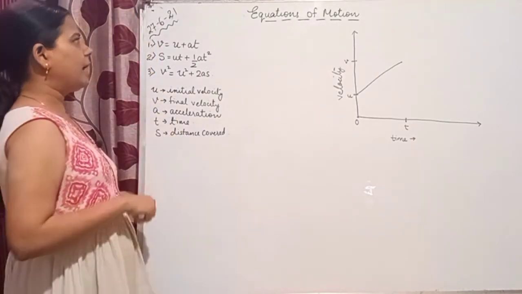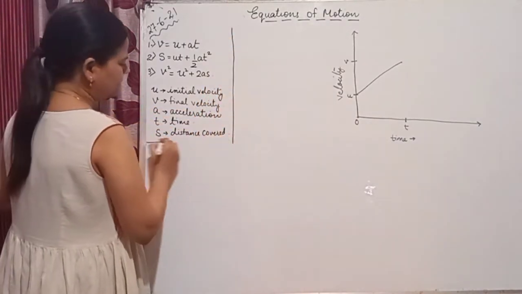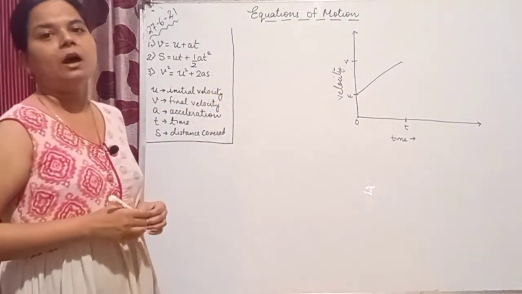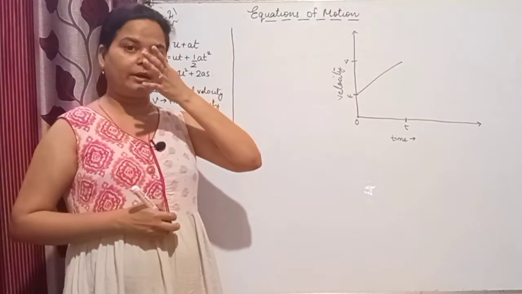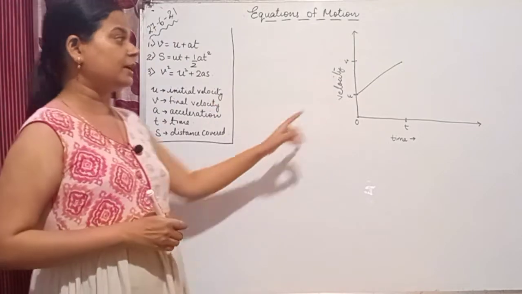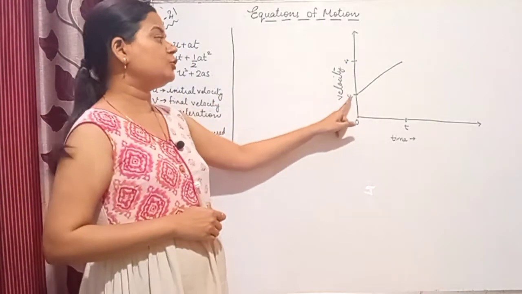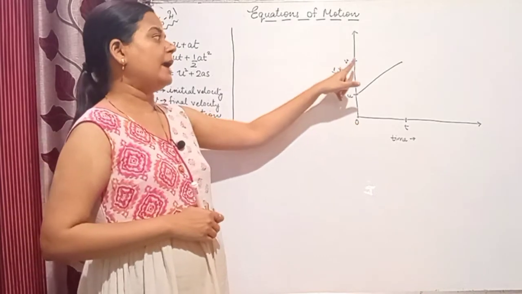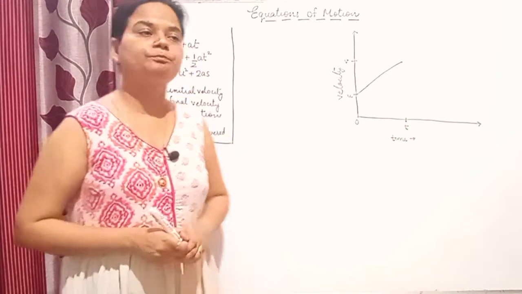So in order to derive these three equations, we need a graph. That means we need to represent a situation in the form of graph. Here I have already drawn a graph. This graph is representing a uniformly accelerated body whose initial velocity is u and it acquires a final velocity v in the given time t.